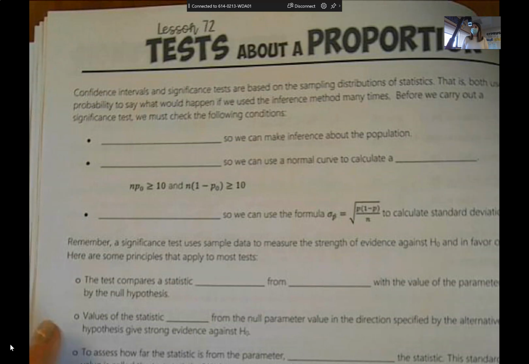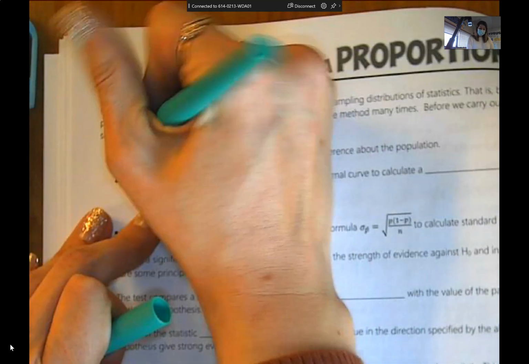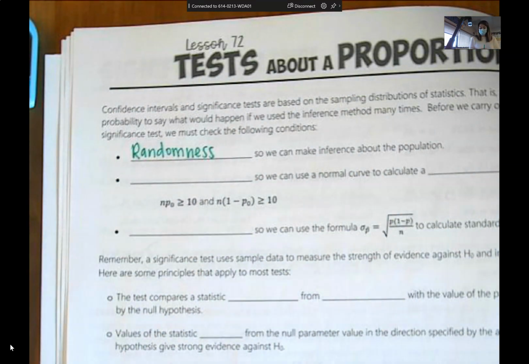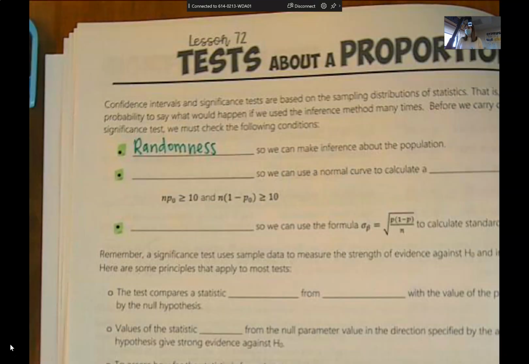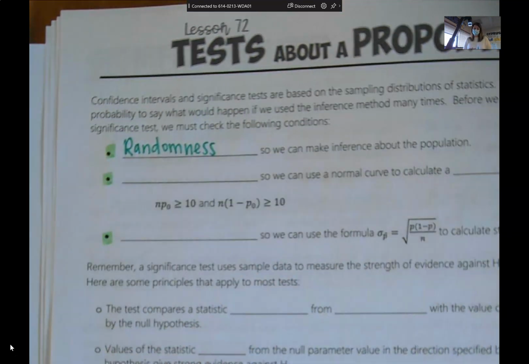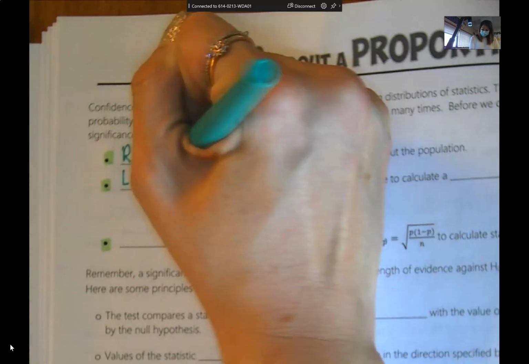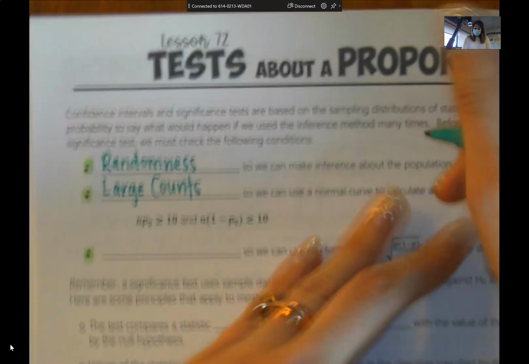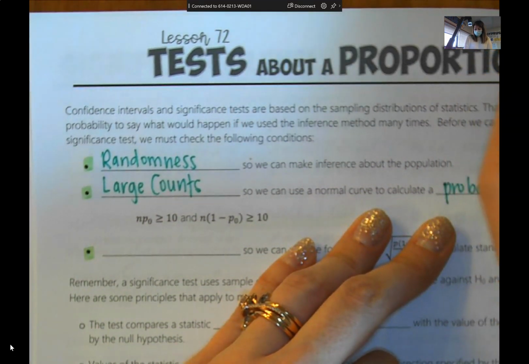Just to remind you of our conditions, the first one is randomness. We have to make sure that our sample was random. If it's not random, then our sample probably doesn't reflect the population, which will cause issues. So the first one is the same as always, randomness. The second one is large counts, and it enables us to use a normal curve to find a probability.